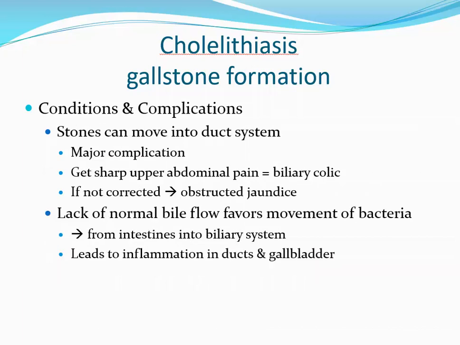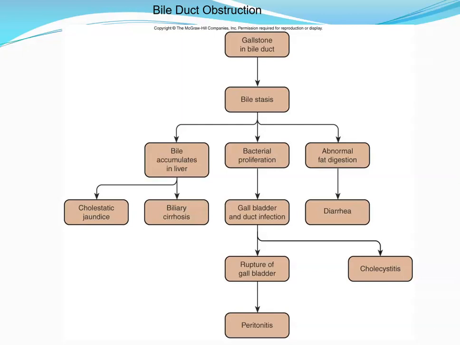Stones can also cause a problem when they move into the duct system and obstruct the flow. This is a major complication. You will get sharp upper abdominal pain, which is known as biliary colic. If this is not corrected, it can result in obstructive jaundice. Also, the lack of normal bile flow will favor the movement of bacteria from the intestines into the biliary system. This can lead to inflammation in the ducts and in the gallbladder. So this is just showing the flow chart for what happens when gallstones move into the bile duct and the consequences of that.